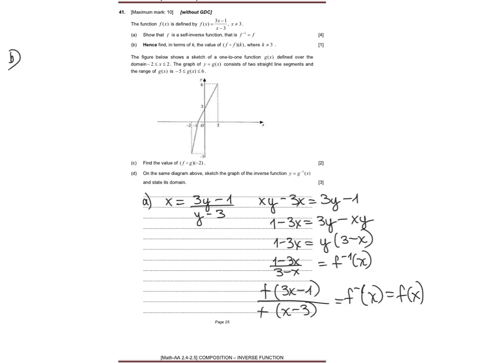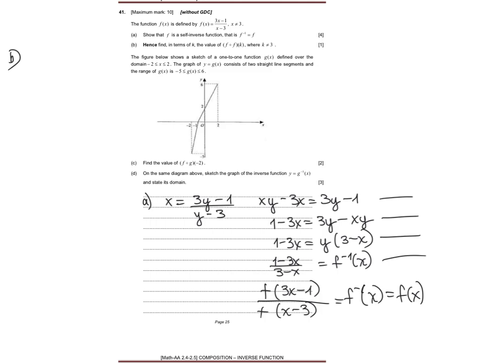Okay, so I did that without recording it, but we want to show that f is the self-inverse function, so that the inverse is the original function. So I switch x and y, and then I cross multiply here and distribute. Then I get the y's on one side, everything else on the other, factor out a y, and then divide. And then here I factored out a negative top and bottom, so that it looks like the original.